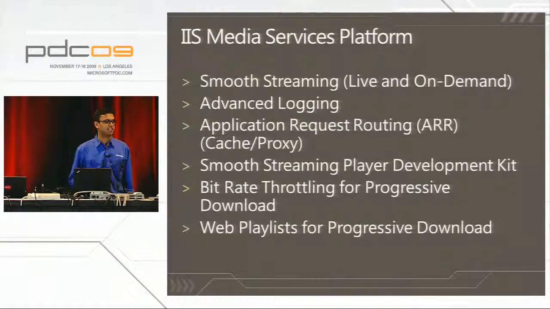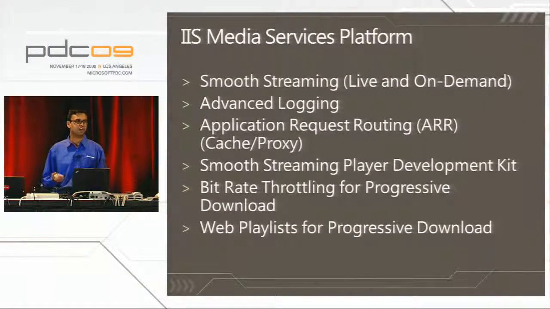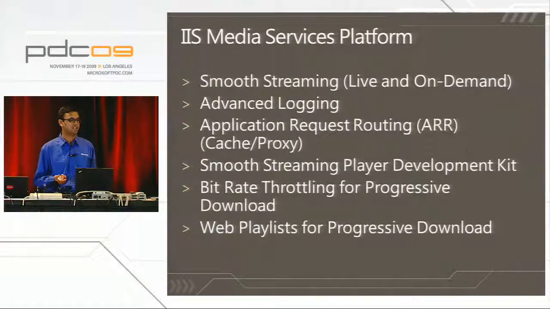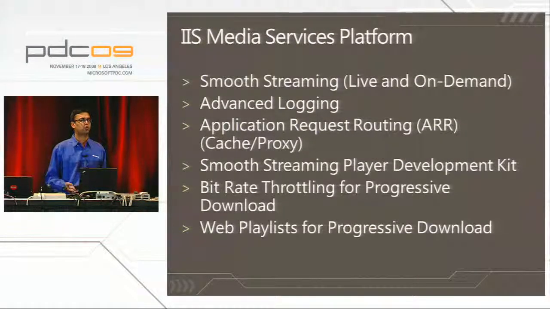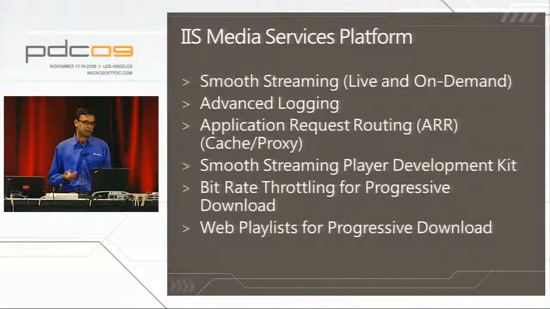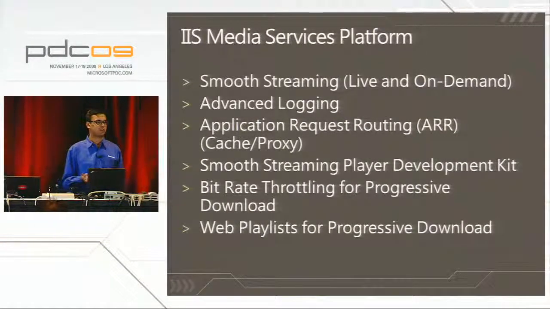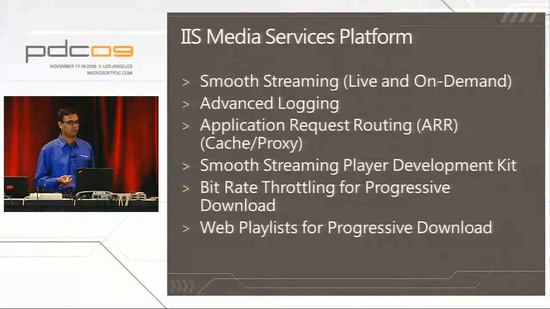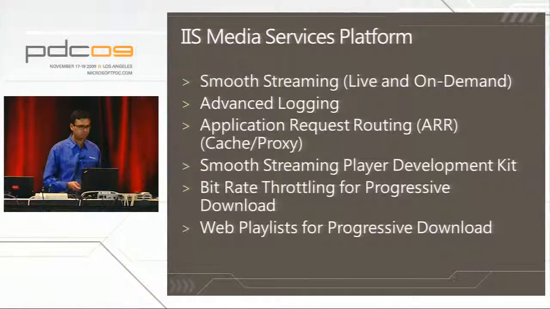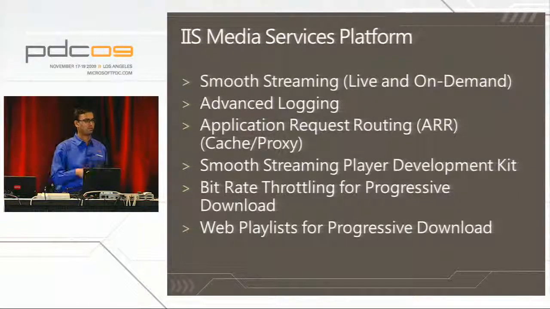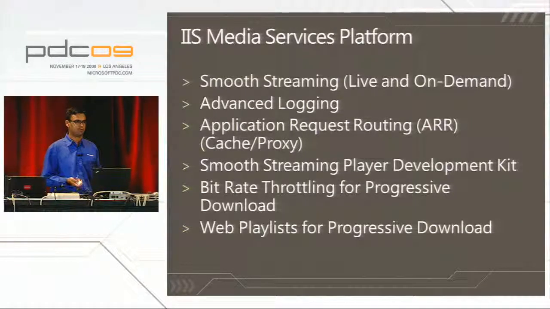The last two features here are reminiscent of the old versions of IIS Media Services. They still exist, and these features are for if you don't want to do Smooth Streaming or streaming on the web and just want to do progressive download, and how we can make that better. Bitrate throttling helps you save bandwidth with progressive download. We send you only the bits you consume, not everything, unlike conventional progressive download. And Web Playlist is your server-side playlist solution for progressive download. Okay? The focus of this talk is going to be on the top four bullets and not on the second two. But if you have questions, I'll be around. I'm happy to answer those for you.